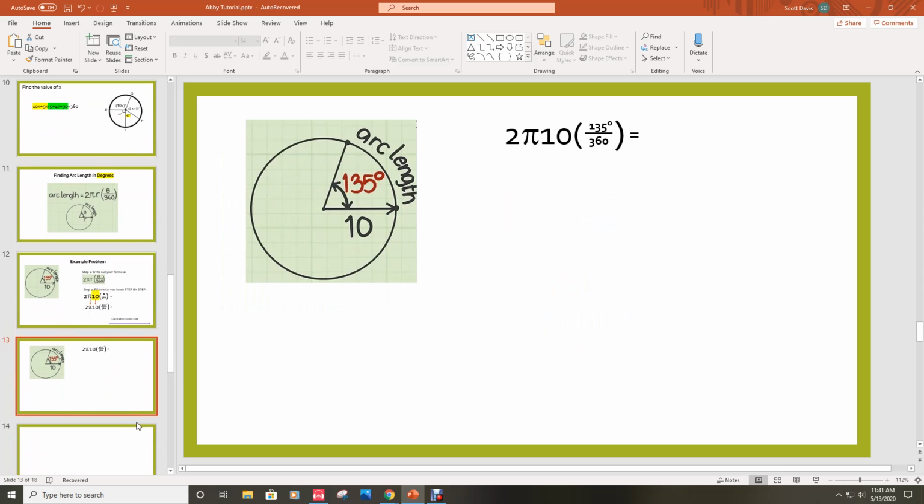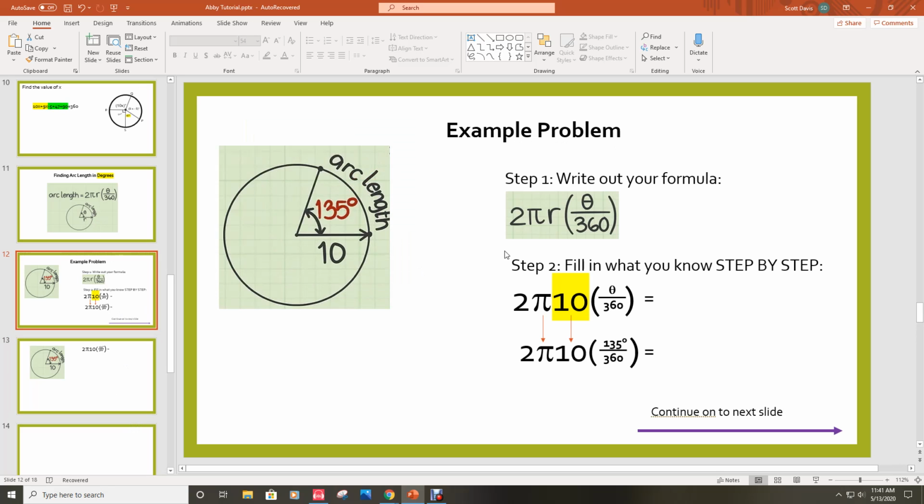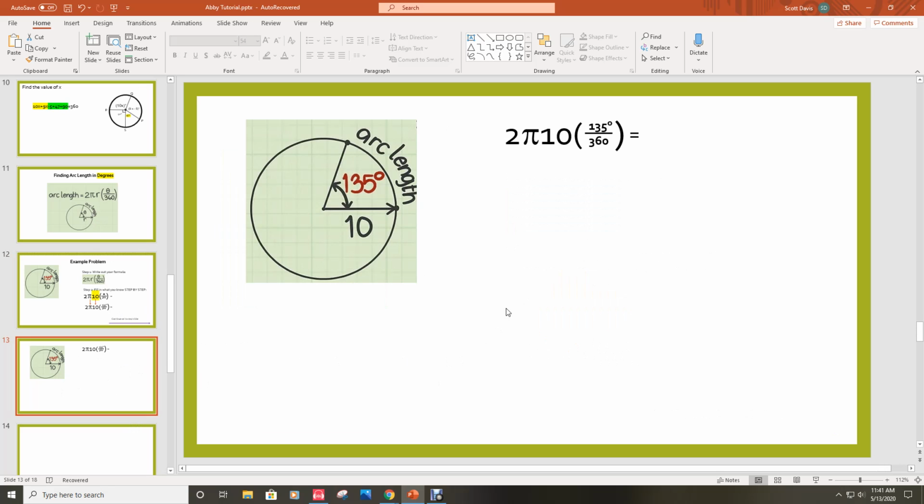So on my next slide, I just carried over what I had right here. What you're going to want to do is this first portion in your calculator and find out what that is first. So you can plug that in. You can do 2 times pi times 10, and it's not going to give you something funky.